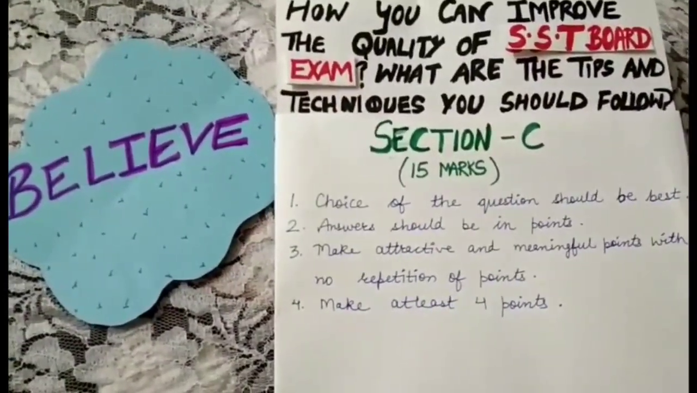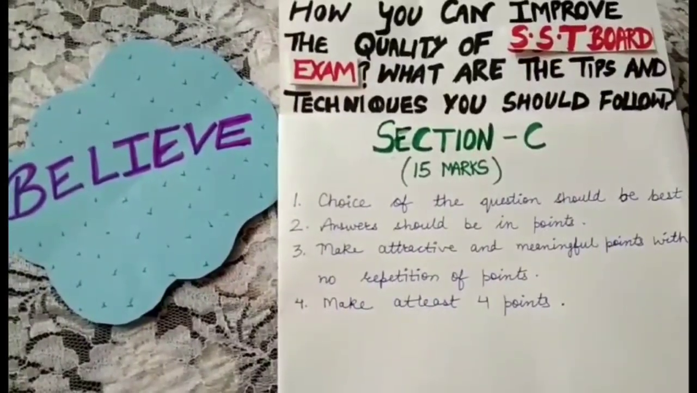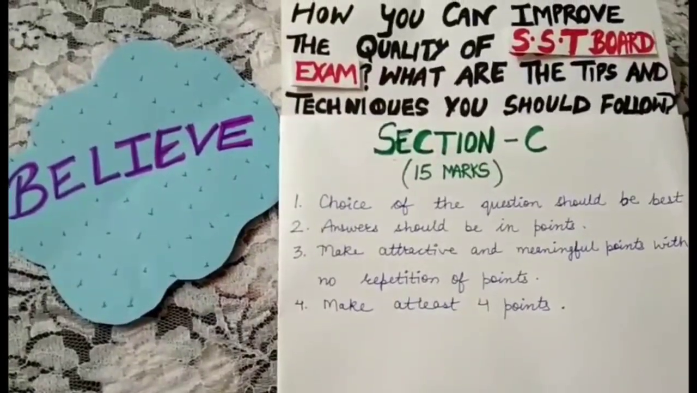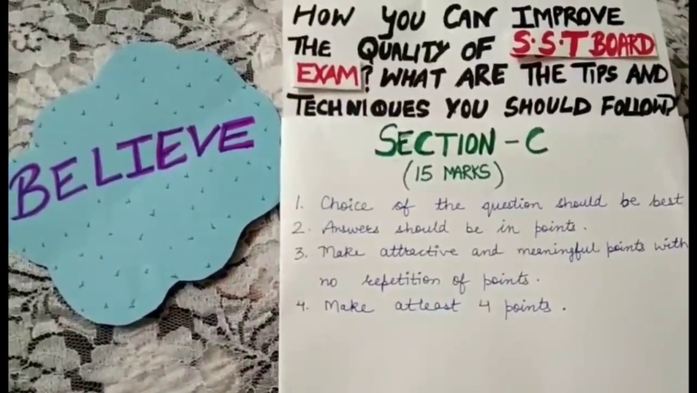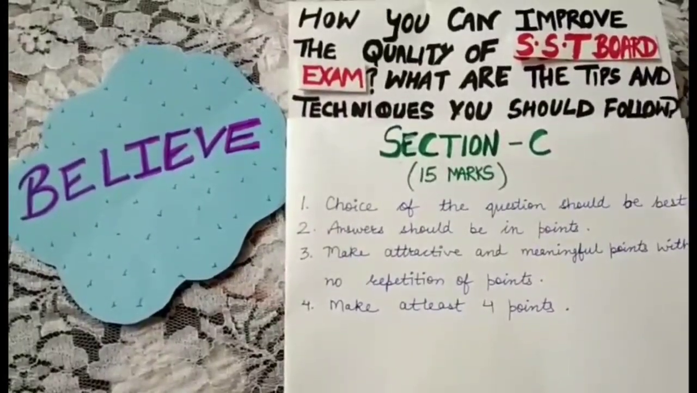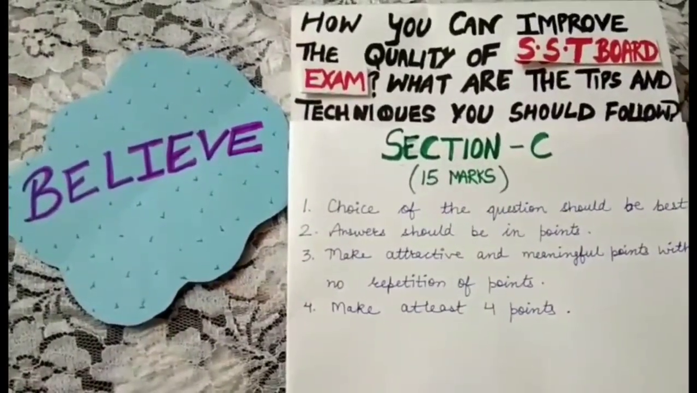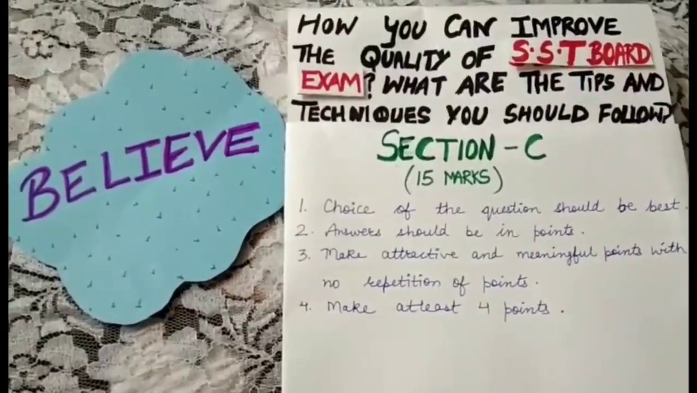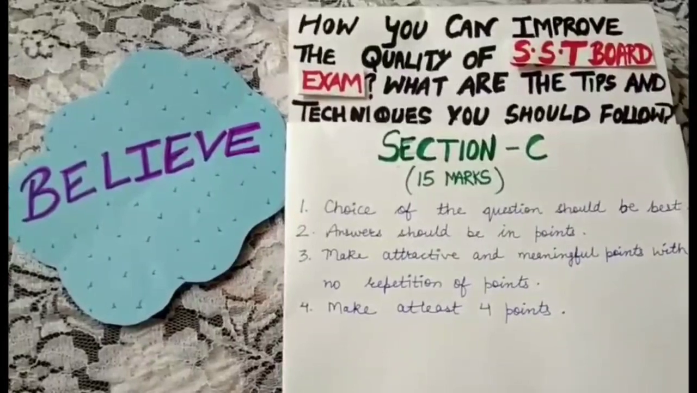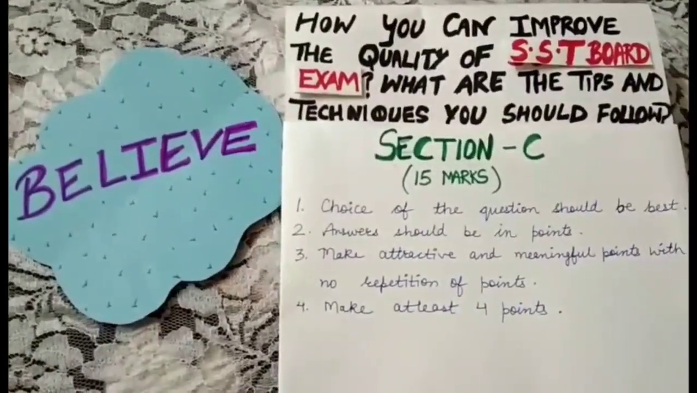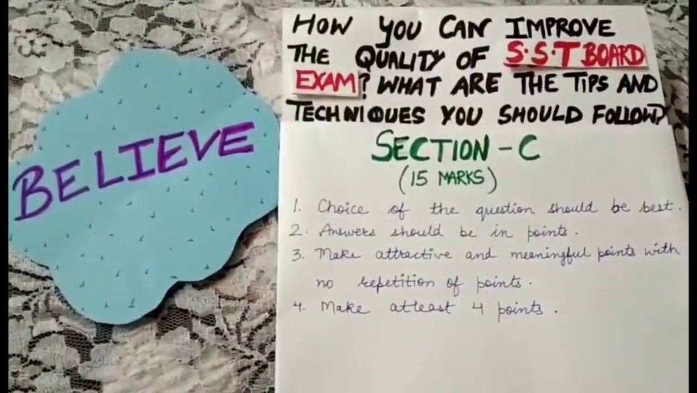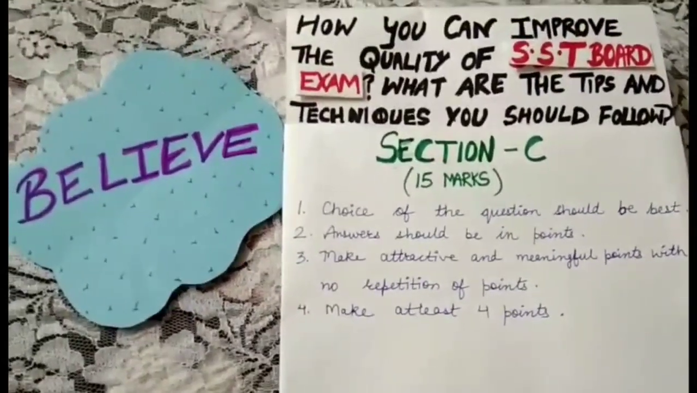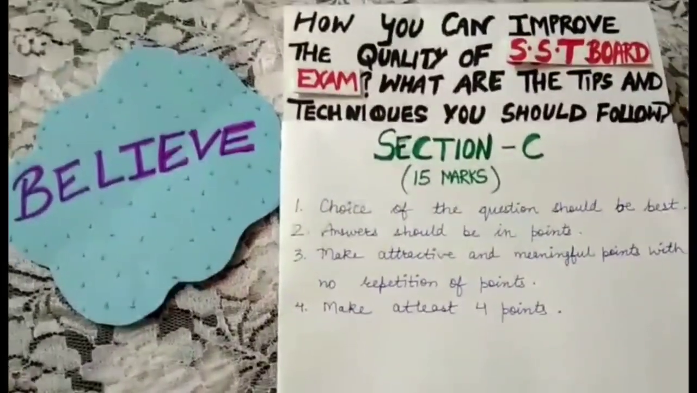The points you make, as mentioned in tip 3, should be attractive and meaningful points with no repetition of points. Whatever points you make, take care that they are attractive and not repeated. Don't write anything that is not according to the answer. It should be according to the question. It should not be out of the box. So write attractive points, write meaningful points, and write at least 4 points. These are the tips for section C.